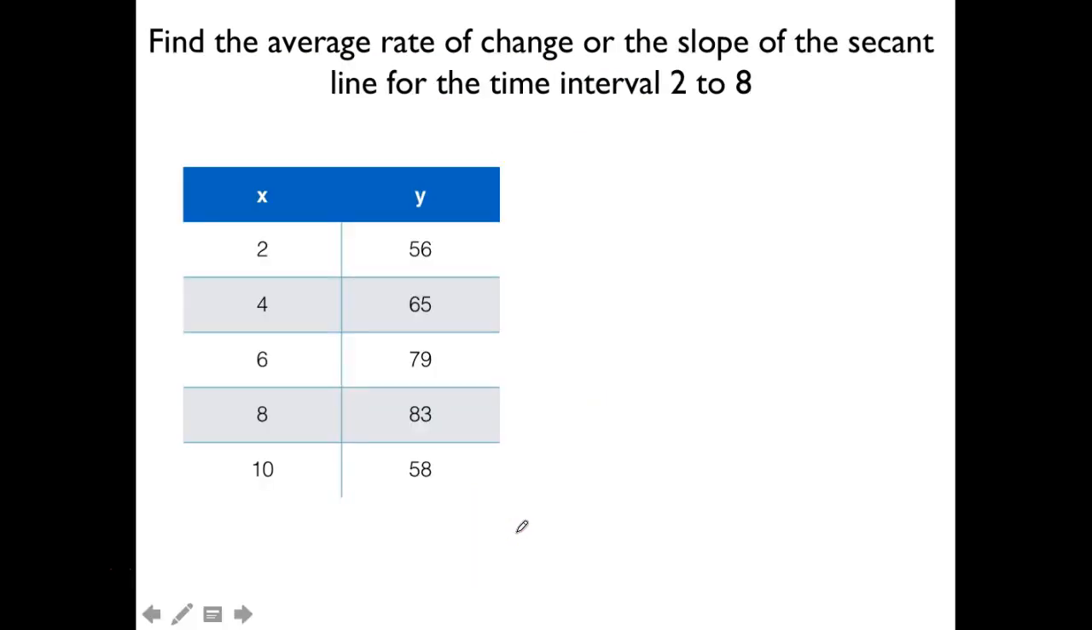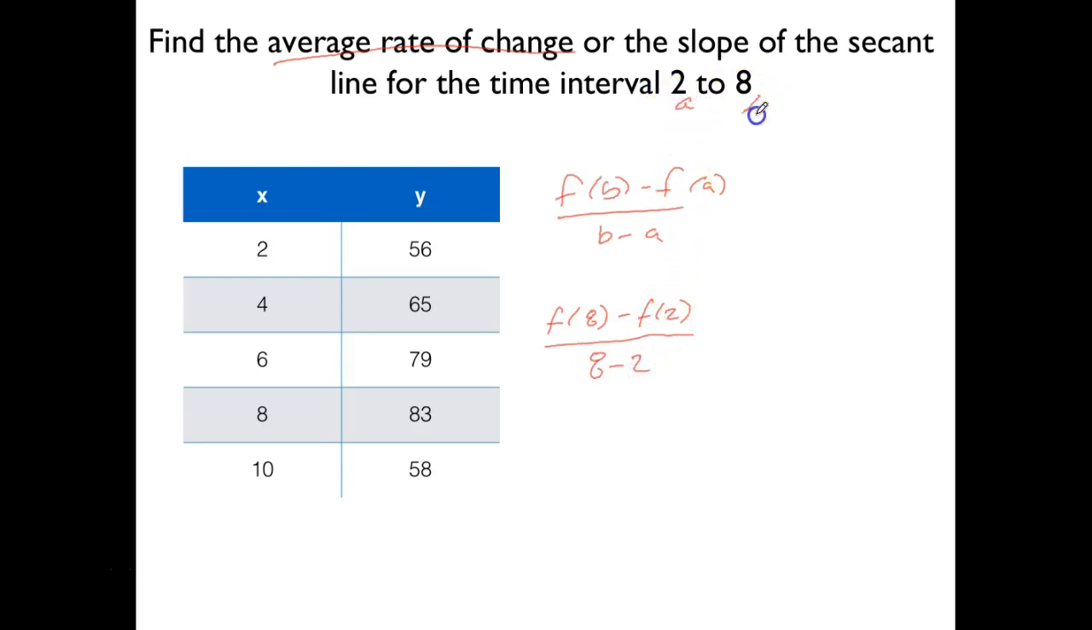I got one more for you guys. We've done it by a graph now. We've done it by functions. Now I just need to show you how to do it on a table. Find the average rate of change. There's those key words again. Average rate of change: f of b minus f of a all over b minus a. For the slope of the secant line for the time interval 2 to 8, we're going to be doing f of 8 minus f of 2 all over 8 minus 2. That's my a, that's my b.